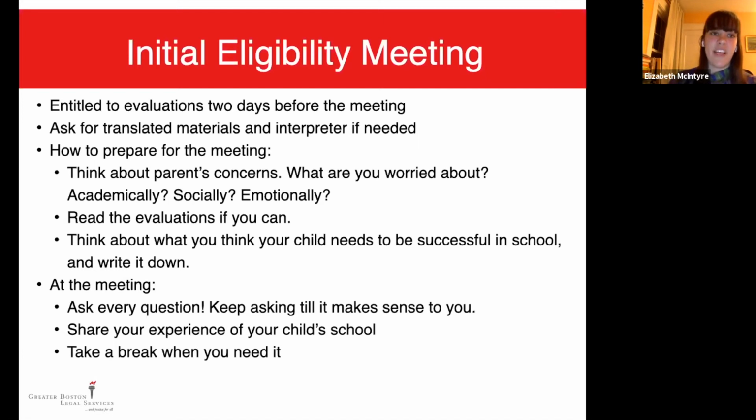And take a break if you need it, especially over Zoom. These meetings can be long and hard, and sometimes we all get tired, but we're not really done. It is perfectly reasonable to say, "I need a break. I'm going to take a 5-minute break and then come back."